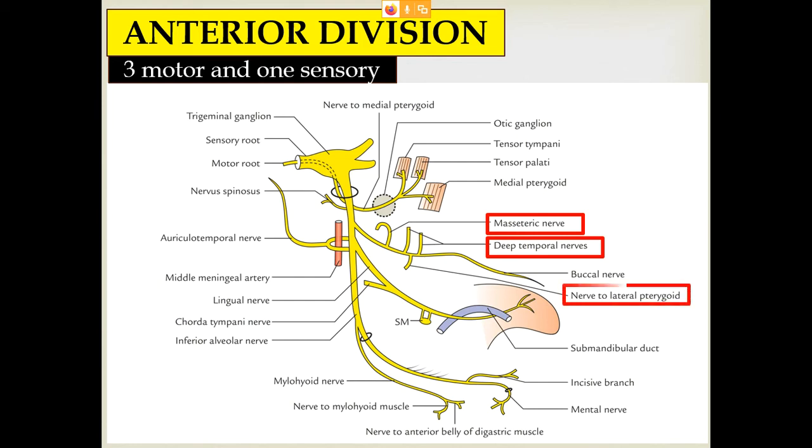Then comes the nerve to lateral pterygoid. It enters the deep surface of the muscle and supplies the lateral pterygoid from the medial or deeper aspect. Then the last one is the buccal nerve. It is a sensory nerve, so only one sensory branch, and it is from the anterior division.